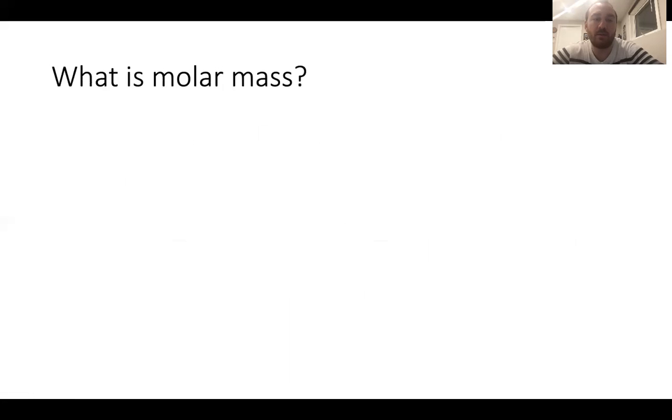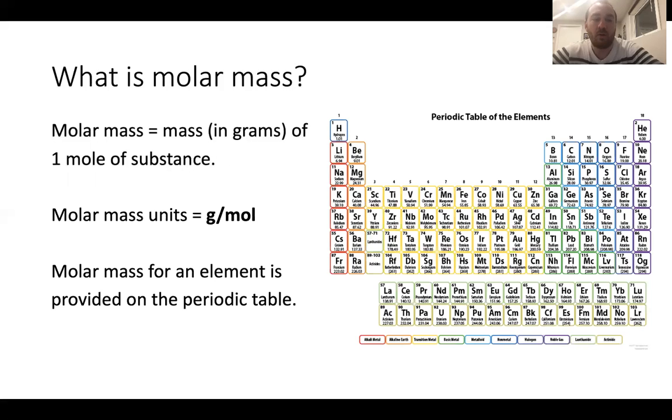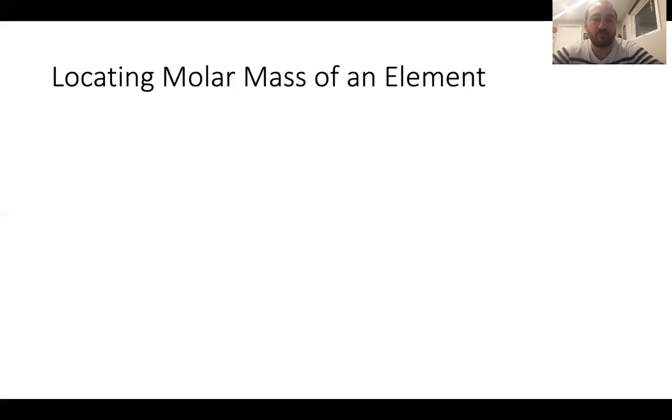Okay, so what is molar mass? Molar mass is the mass in grams of 1 mole of a substance, and the units that we use to represent molar mass are grams per mole. The molar mass for any element is provided in our periodic table.